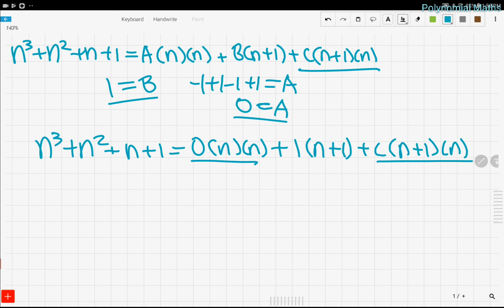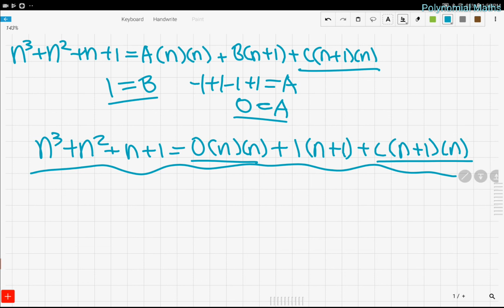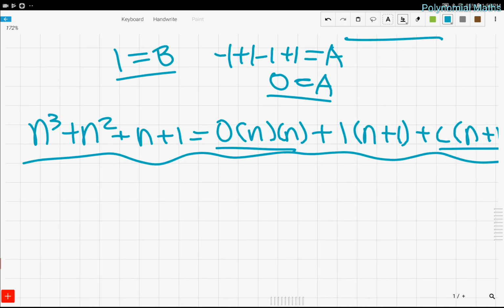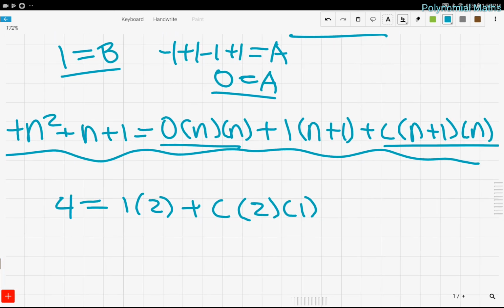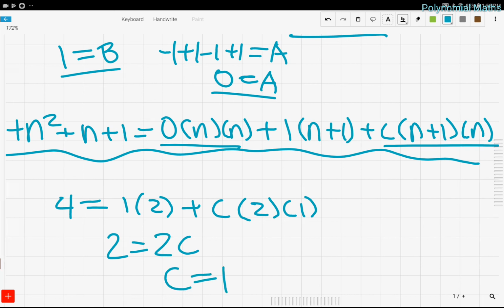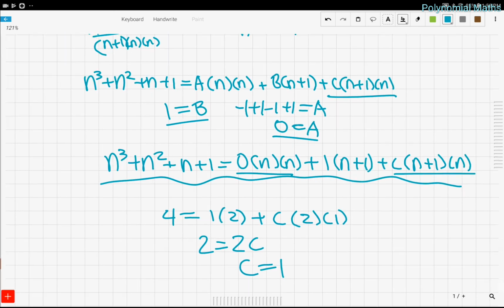So we're going to plug in 1 into this gigantic equation for n, of course. So then the left-hand side becomes 4, and the right-hand side becomes 1 times 2 plus C times 2 times 1. And then, when we simplify, we're left with 2 equals 2C, so C ends up equaling 1. And that is our solution, and we're done.